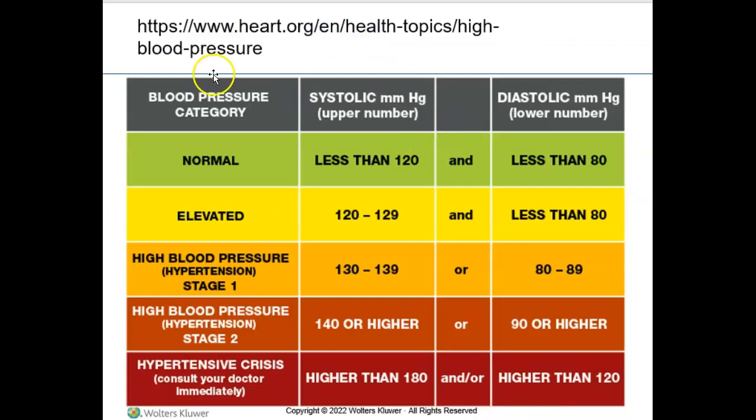So here is a copy of normal. Here's elevated. Here's high. But this is stage 1. This is stage 2. So I guess that 140 over 90 is not right. That's stage 2 hypertension. This is stage 1.